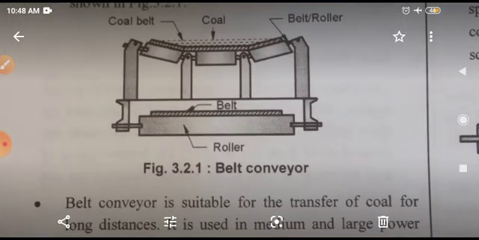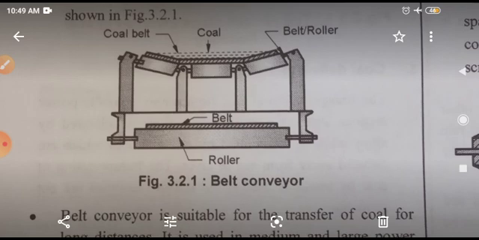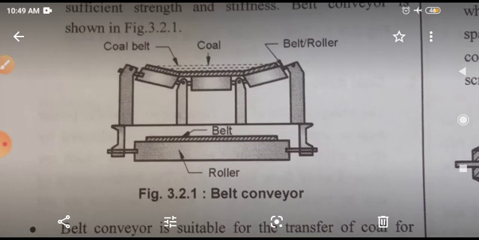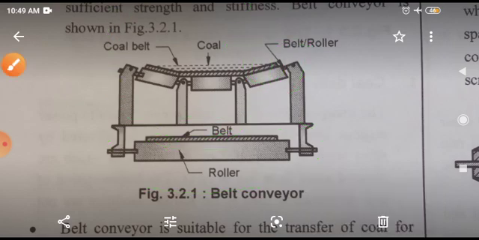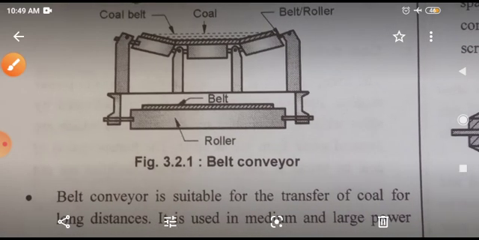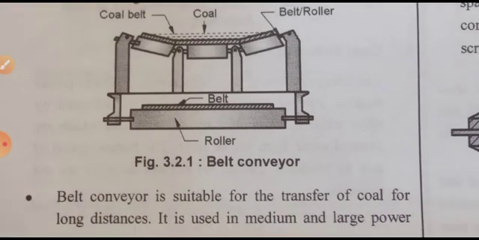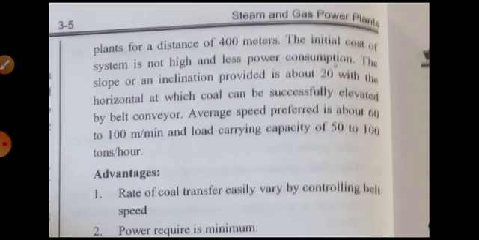Here you can see the belt conveyor. Roller belts are shown. Then belt roller. This is the lower portion of the belt, and on this portion the coal is handled. The belt conveyor is suitable for transfer of coal over long distances. It is used in medium and large power plants, for a distance up to half a kilometer. The initial cost of the system is not high and it has less power consumption.